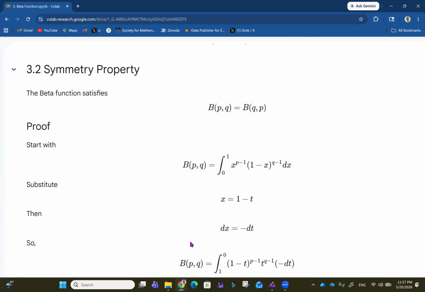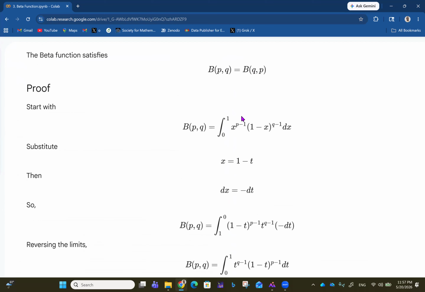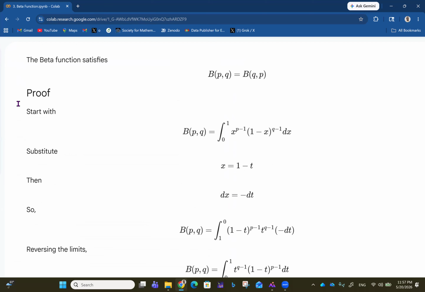The beta function satisfies that beta of p comma q is equal to beta of q comma p. So anyhow you go, you get the same result. And how do we show that? We start with beta of p comma q, which is the integral from 0 to 1 of x raised to p minus 1, 1 minus x raised to q minus 1 dx.